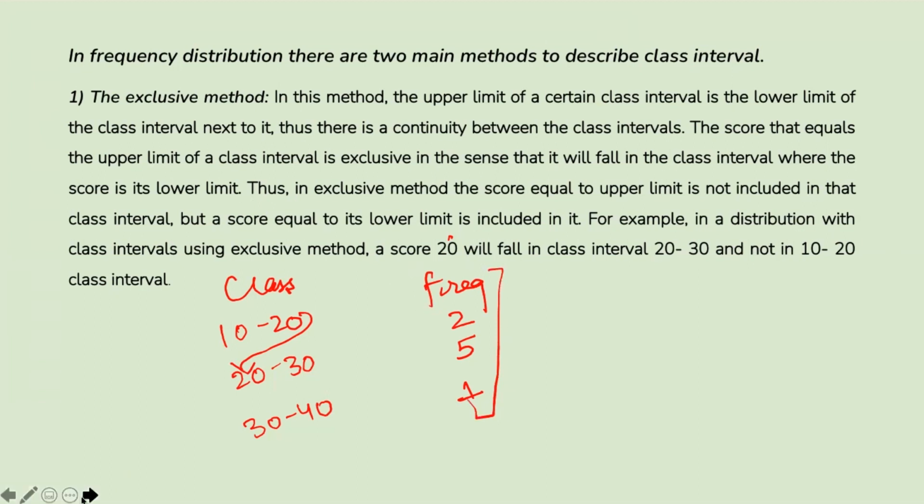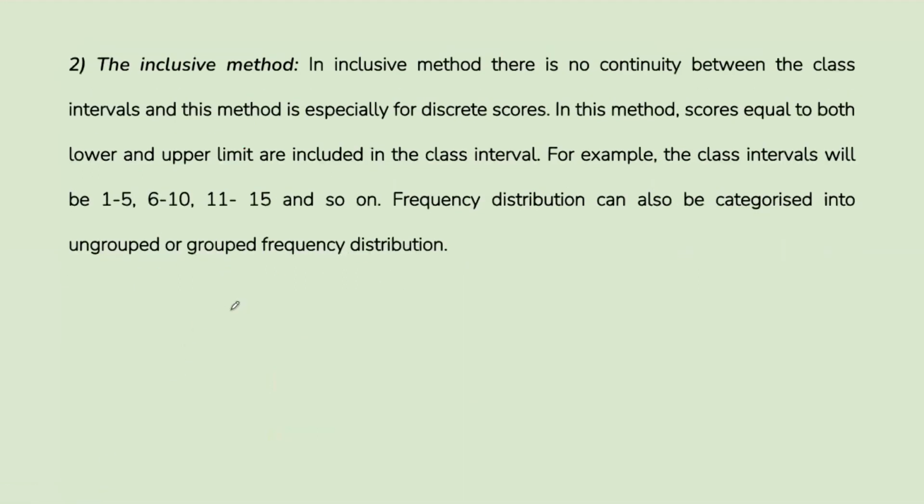Now let us see what is meant by the inclusive method. Please be very careful and listen: in the inclusive method, the lower limit of the class interval does not get repeated in the upper limit of the preceding class. When the distribution is in the inclusive form, it has to be converted to exclusive form. To convert an inclusive class to an exclusive class, you have to subtract 0.5 from the lower class limit and add 0.5 to the upper class limit.